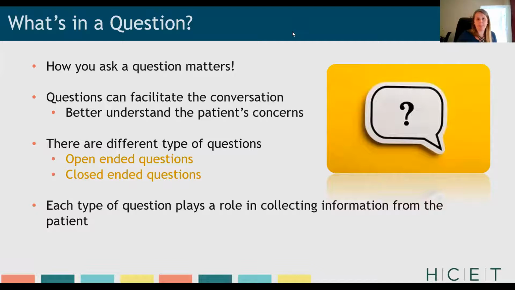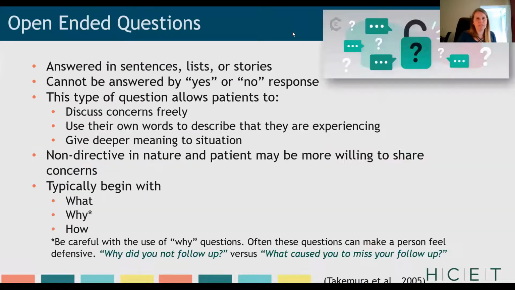There are really a couple different types of questions: open-ended questions and closed-ended questions, and I'll go into detail about each one in the next slides. And again, each question, whether open-ended or closed-ended, plays a role in how you collect information from the patient. So we'll start with the open-ended question.